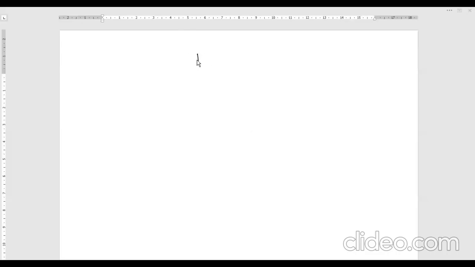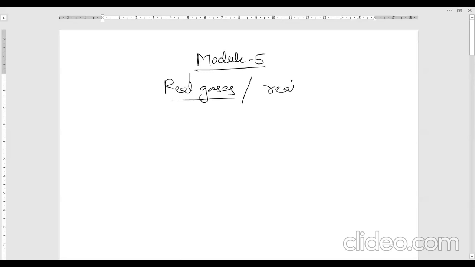So today we will discuss some important topics of module 5. Module 5, that is real gases. Real gases or real gas mixtures. Okay, these are the two topics.